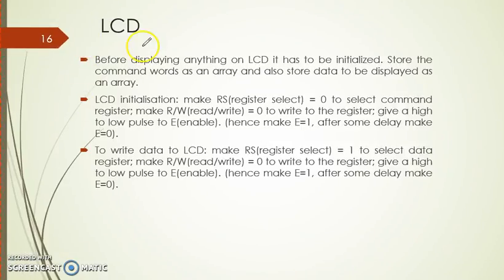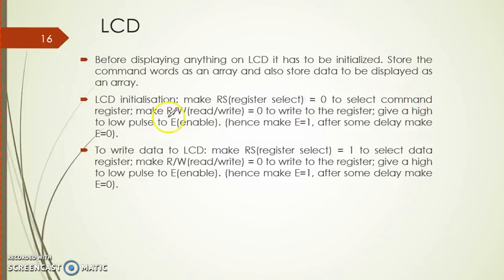So how do we write to an LCD? Before we display anything, it has to be initialized. So you can store all the command words as an array and store the message or the data to be displayed again as an array. How do you initialize the LCD? Select the register first so that it behaves as command register.